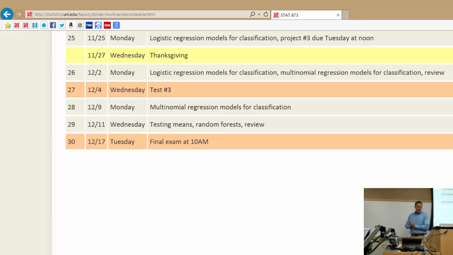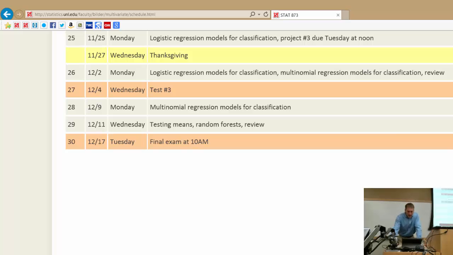Project number 3 is due on Tuesday at noon. Test number 3 is Wednesday, December 2nd. Note that we only have one more class after this one before the test, so our next class on Monday, December 2nd, we will spend time reviewing. So please come prepared to ask questions if you have them. Are there any questions at this time before we get going?